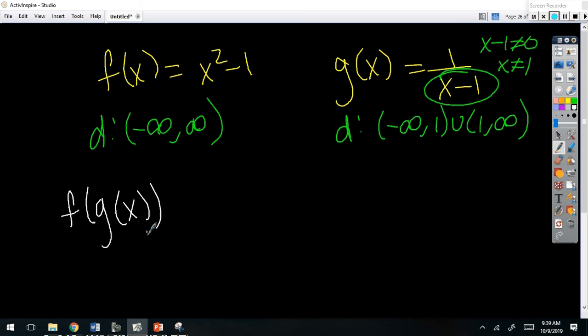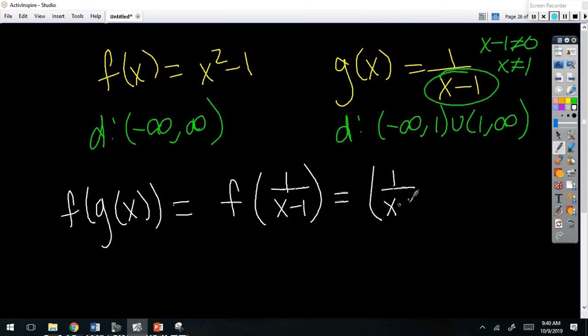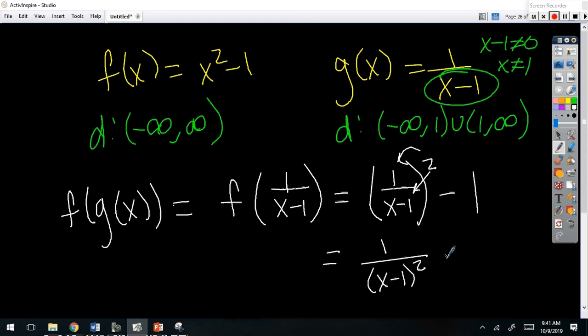Did y'all get it? That means, Jerome, I'm plugging 1 over x minus 1 in for x. So I have 1 over x minus 1 squared minus 1, which is really just, I can take it to the top and the bottom, but I can't go any further because there's a minus there in the bottom, right? I would have to like FOIL it out, right? So what cannot be in the denominator there? 0. So my domain holds. There's the composed function.